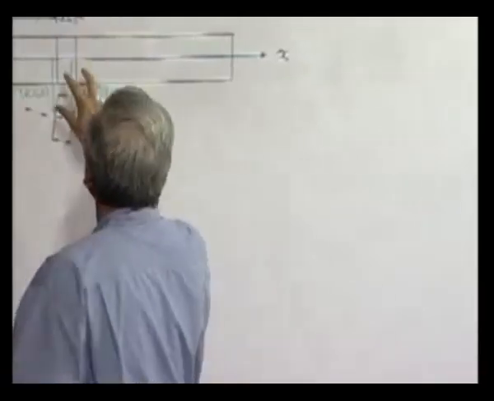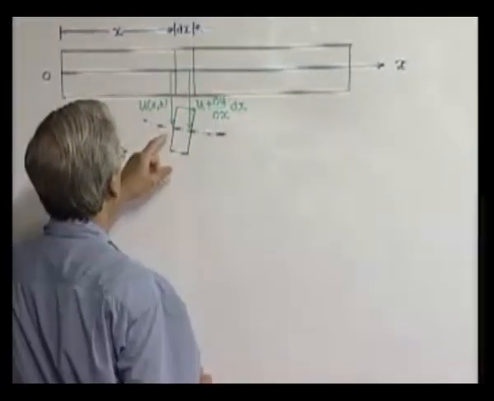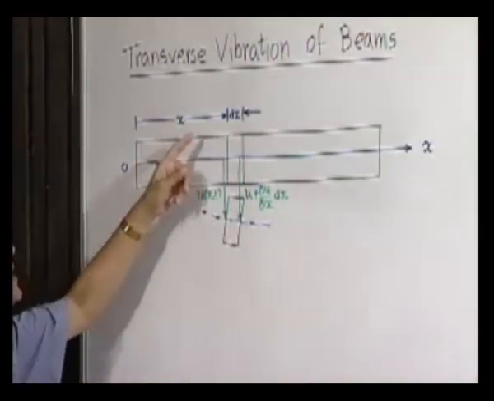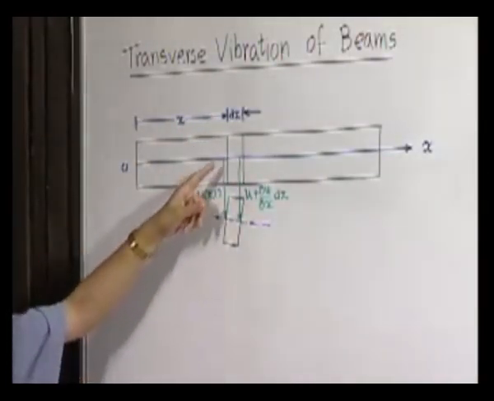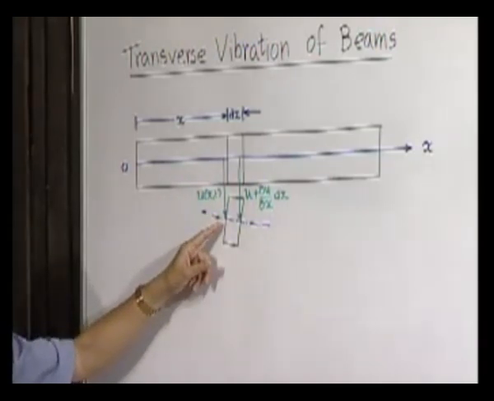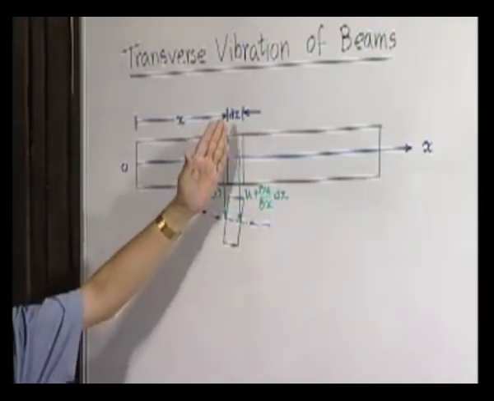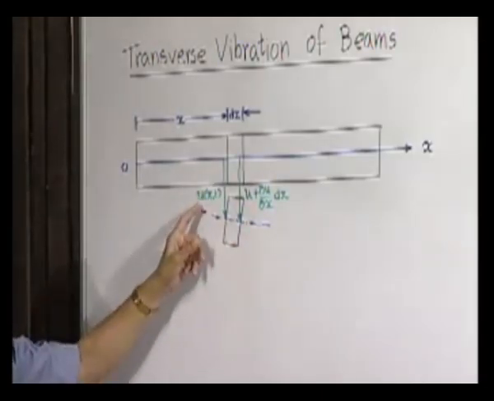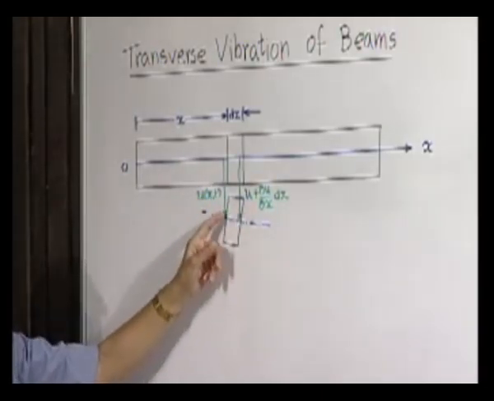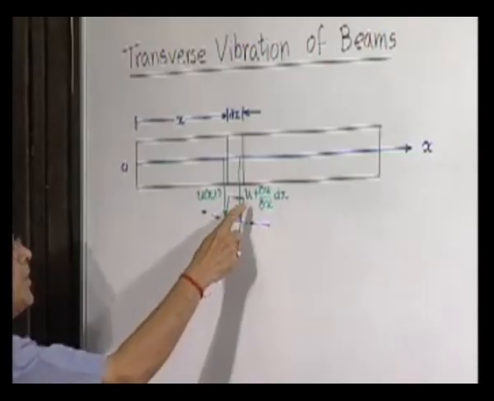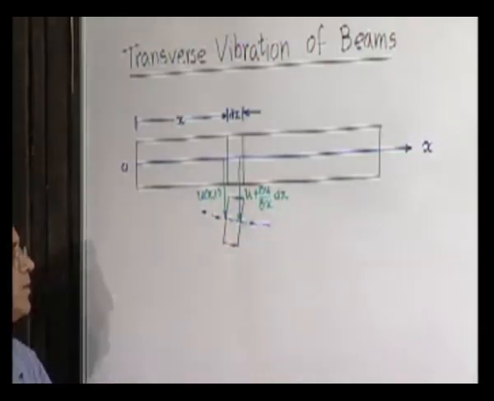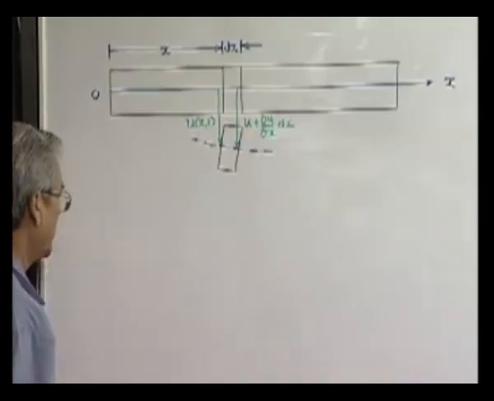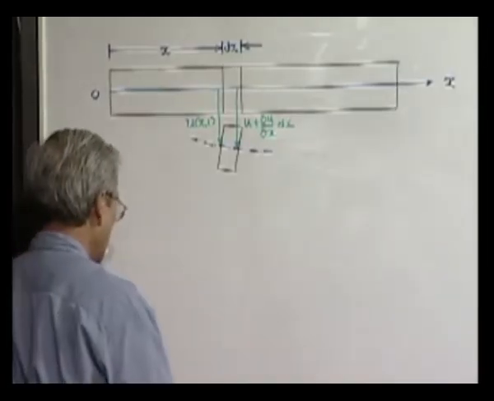So this element comes at some time here, so that the face which is at a distance x from the origin is displaced by an amount u, and the face which is at a distance x plus dx is displaced a little bit more than the previous one. Obviously it will be u plus del u del x into dx, where dx is the distance between the two ends of this element.